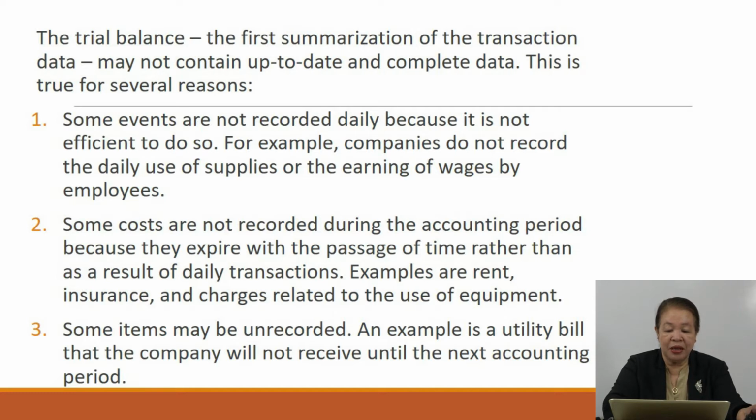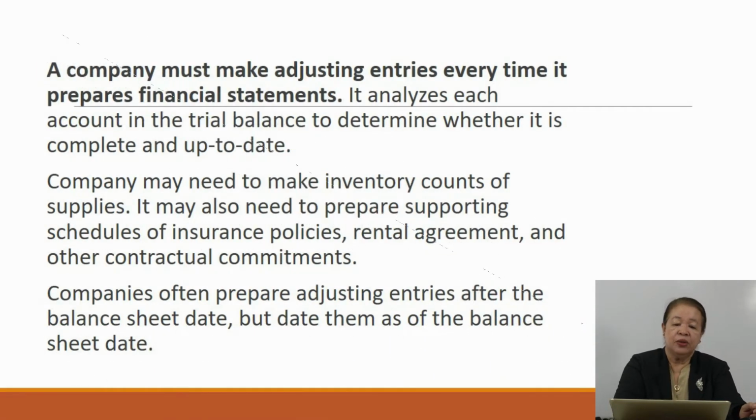Some items may be unrecorded. Ito naman yung mga hindi na-record pero nagkaroon ng transaction. So, anong gagawin mo dyan? Papasok lahat yan sa adjusting entries. Idagdag mo. Example, utility bill that the company will not receive until the next accounting period. Kagaya ng Meralco, yung light and water natin. Na-consume natin siya ng December pero darating yan January na. So, company must make adjusting entries every time it prepares financial statements.